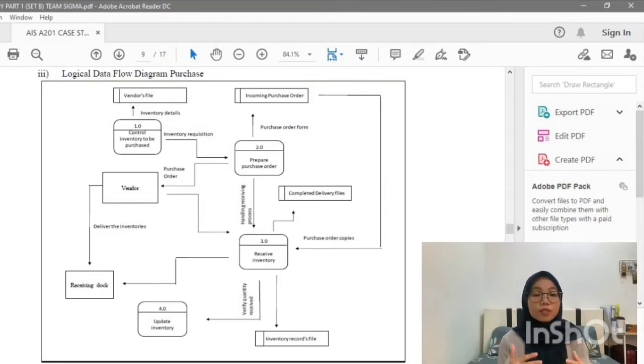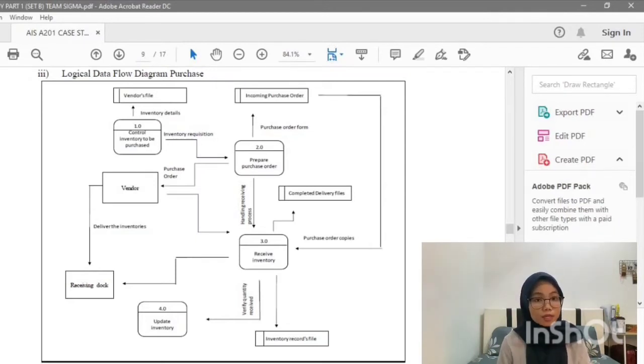So in this purchase order system, the person in charge from SESB is Selamat, the executive. So the first process that he does is control inventory to be purchased, where he will refer to the vendor's file for the inventory details, and then he will make a requisition for the inventory. So this is where we come to the second process, which is preparing the purchase order. In this process, Selamat will notify the vendors about the inventory details, and then he will file the purchase order in the incoming purchase order files.